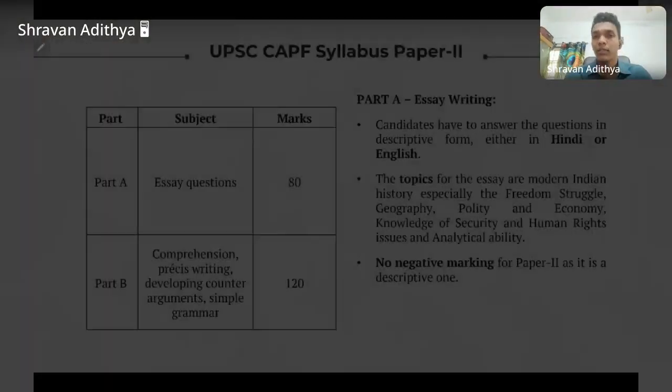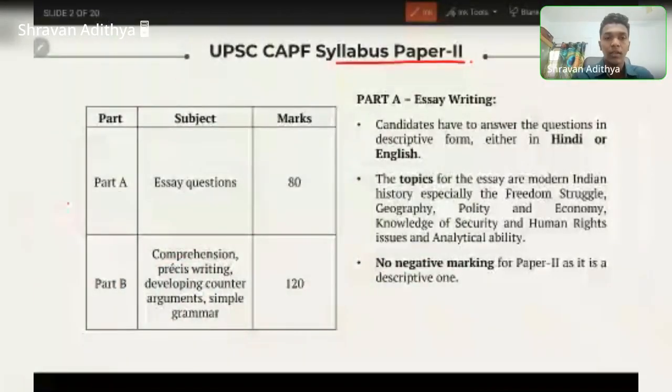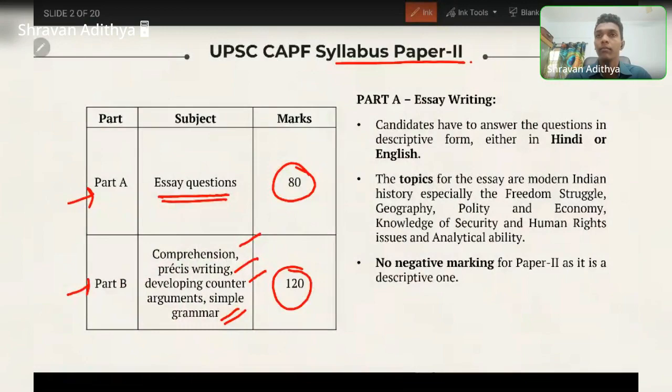First things first, let me tell you a brief background about Paper 2. This is the syllabus for Paper 2. As you know, it has two parts. The first part is essay questions for 80 marks. And in the second part, you have comprehension, precis writing, report writing, developing counter arguments, and simple grammar. So this section amounts to around 120 marks.